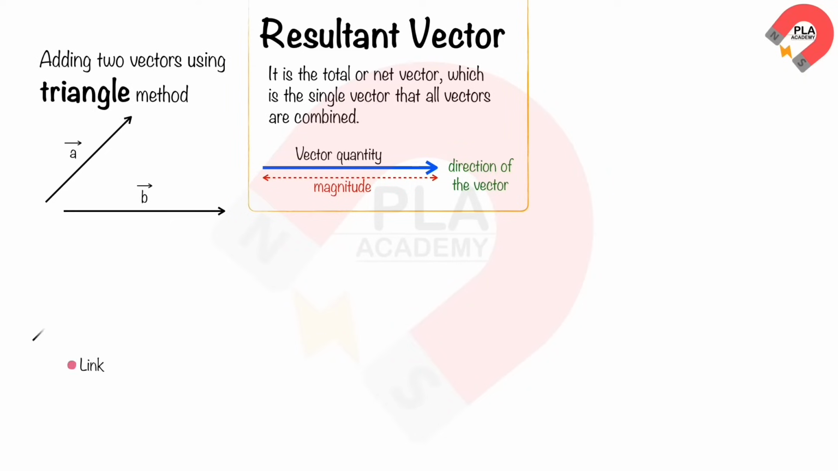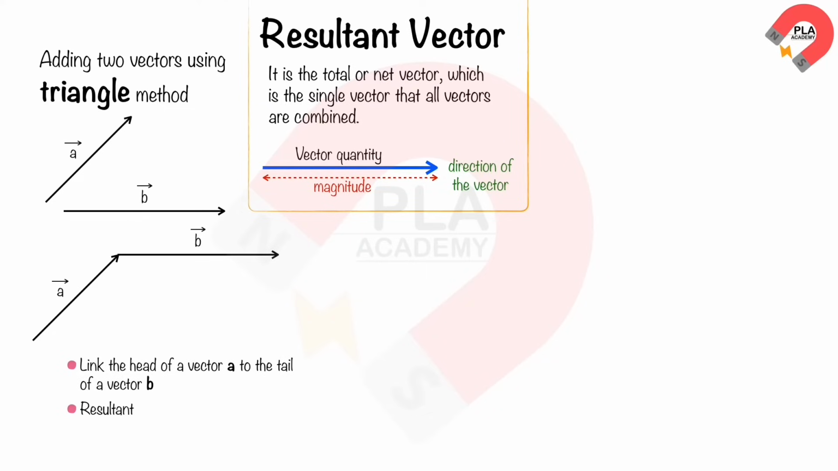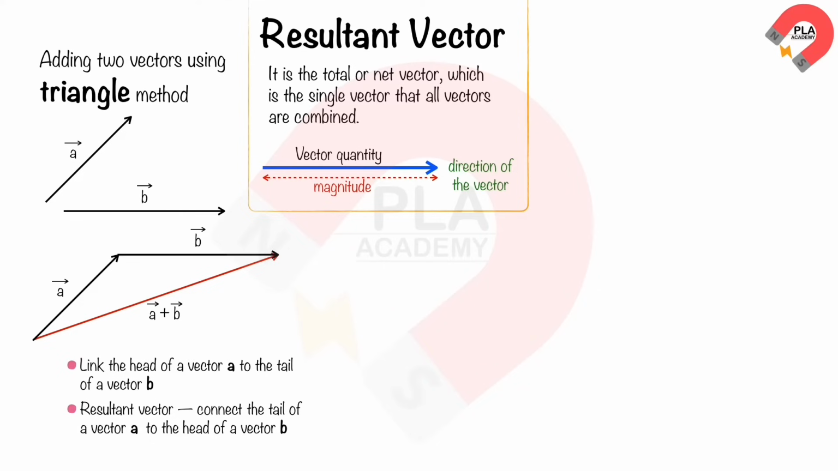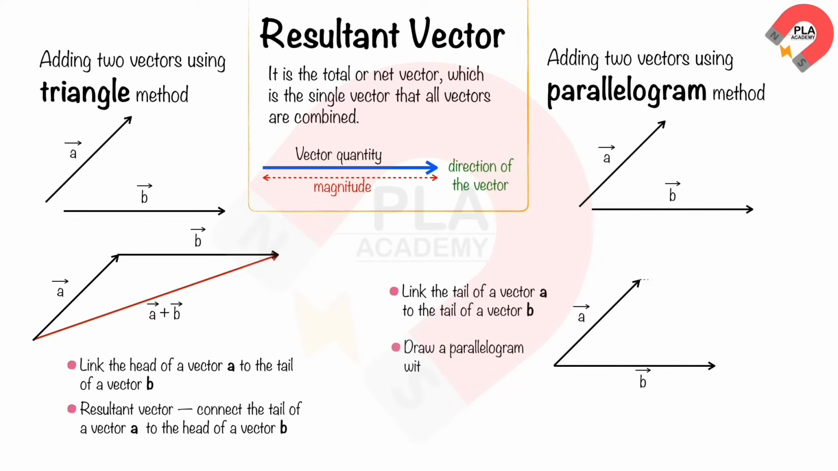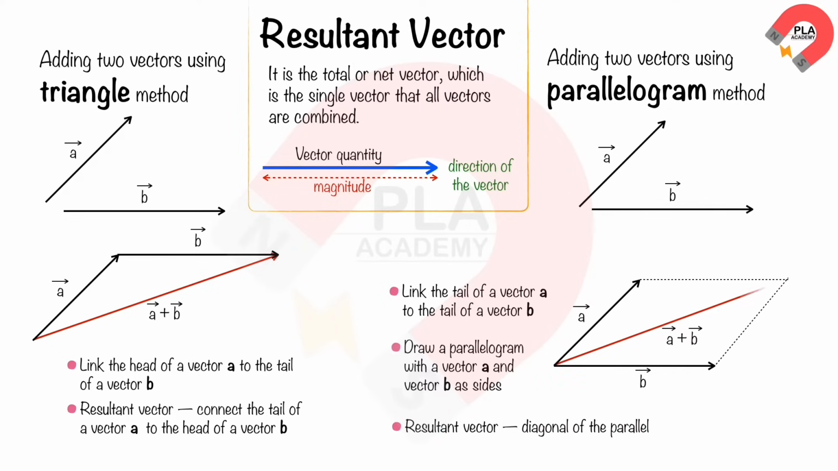To add vector A and vector B using the triangle method, link the head of vector A to the tail of vector B. The resultant vector is formed by connecting the tail of vector A to the head of vector B. To add vector A and vector B using the parallelogram method, link the tails of vector A and vector B. Draw a parallelogram with vector A and vector B as sides. The resultant vector is the diagonal of the parallelogram.